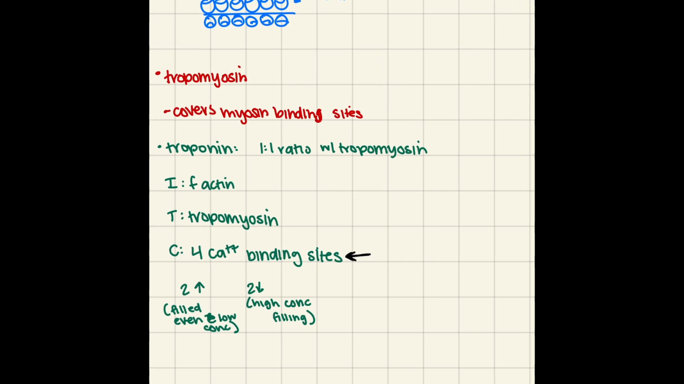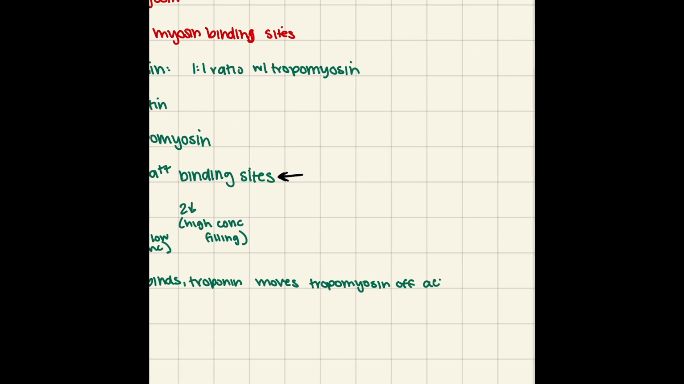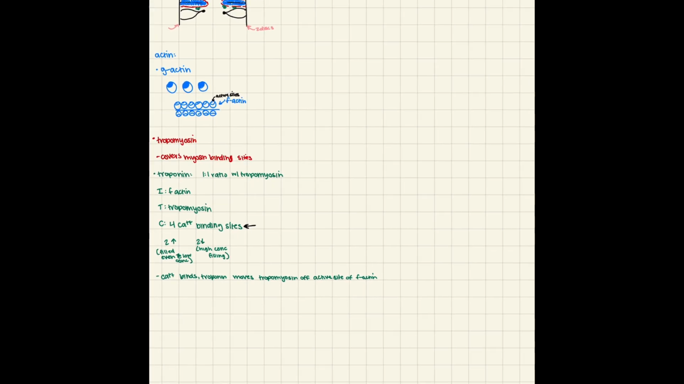And the role of troponin is to, when calcium binds, move tropomyosin off the active site of F-actin. And then I keep saying myosin and all this.